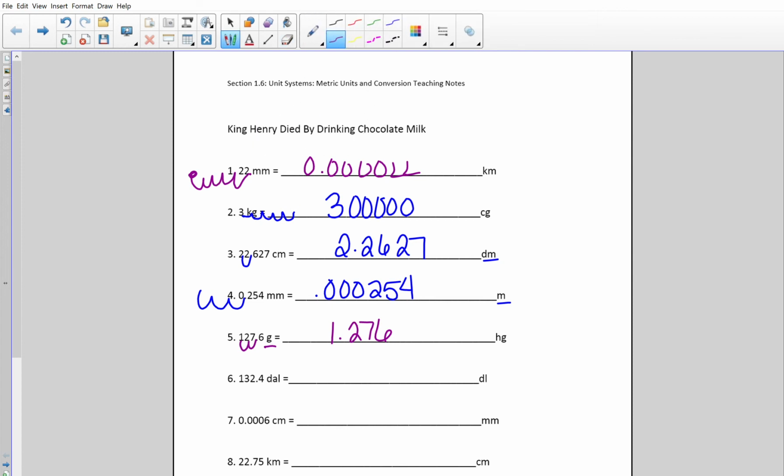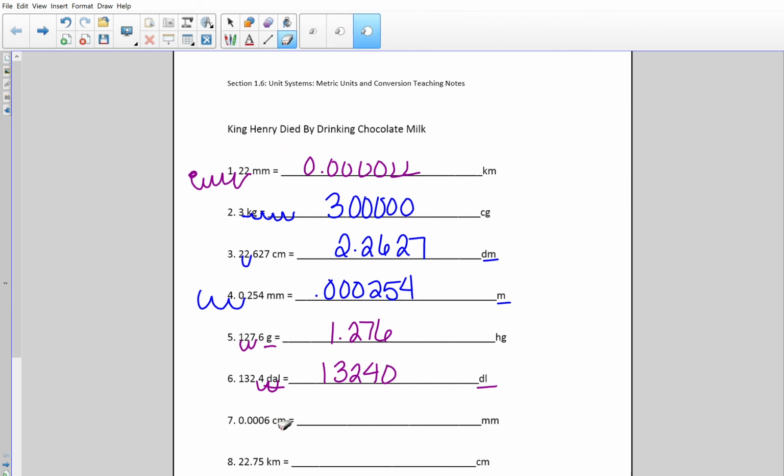Here we'll try it again. I want to go from decaliters to deciliters. So here's my 3 letters to 2 letters. So I'm going to go from here, which is my larger, to here, which is my smaller. So I'm going to move it 2 spaces to the right. So my decimal is 2 spaces to the right. So I have 1, 3, 2, 4, 0. Okay, so notice I put that 0 at the very end, because that's going to give me the right place value.